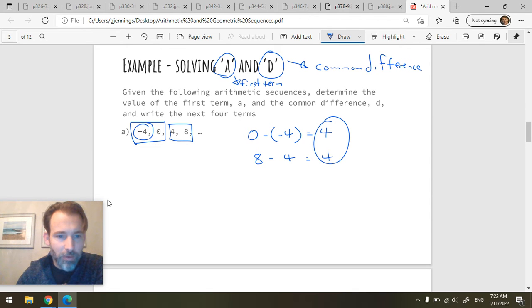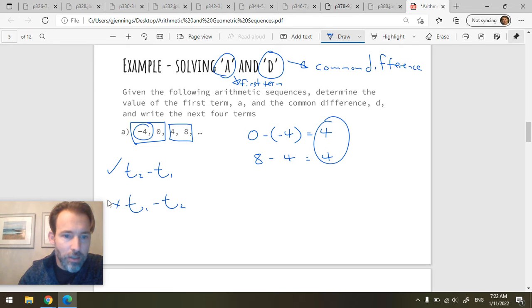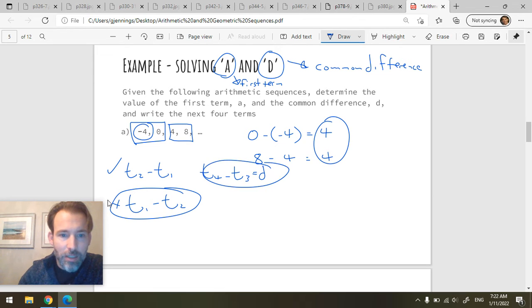So you always want to do, like, if I'm going to do, say, T2, I would subtract T1. Here's T2. I'm going to subtract T1, the previous one. This is correct. If I did it this way, T1 subtract T2, that is incorrect. Don't do it that way. Do it this way. Take the later term and subtract the earlier term. Could also be T4 subtract T3. That's what I did here. T4 subtract T3, that will also give me D. This will give me D. This would give you -D. Don't use that. So that's how you find D.